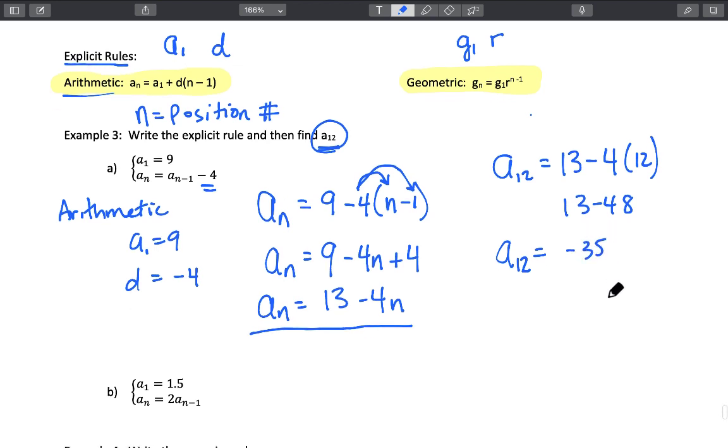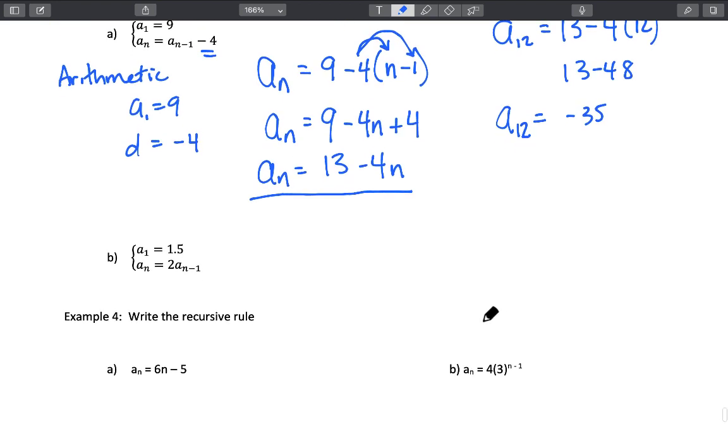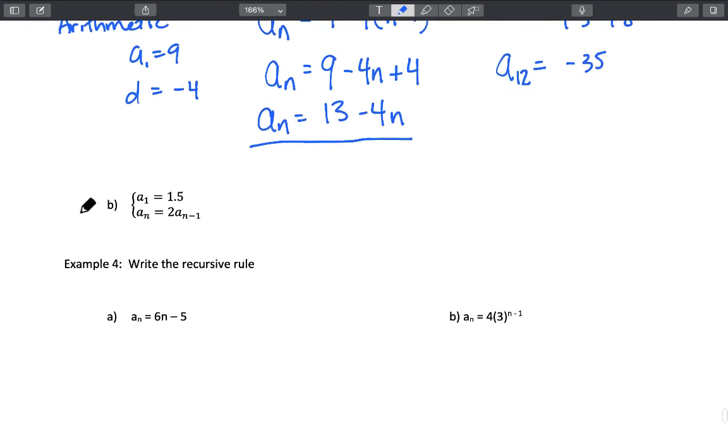Okay, well, let's move on to example 3b. You'll notice in example 3b that this is a geometric sequence, and we can tell that because this is the geometric recursively defined rule. We still have our first term, a sub 1, and this 2 that's being multiplied to the previous term is my common ratio. So we're going to write the explicit formula, which says g sub n is equal to the first term, 1.5, times the common ratio of 2 to the n minus 1 power.